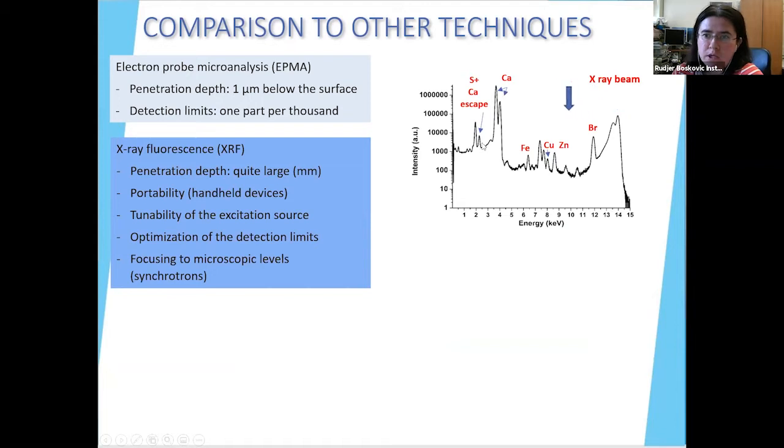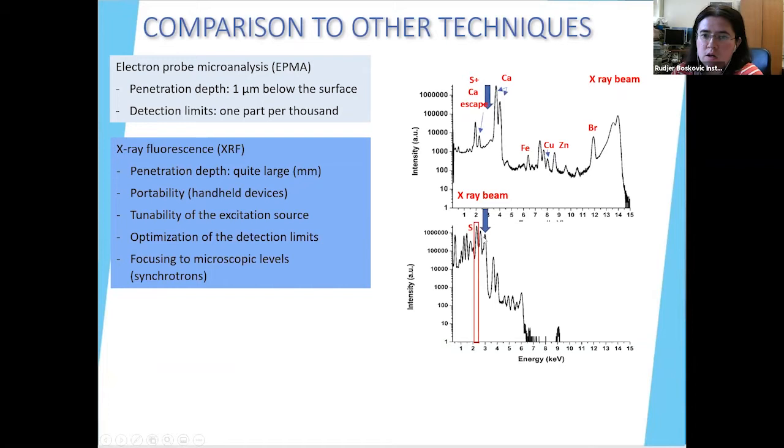By tuning your beam to around 3 kV, with a 3 kV beam you will not excite calcium, but you will excite the sulfur. So in the first case, with the 14 kV beam, you will have signal from both calcium and sulfur, but in this case you will have only pure signal from sulfur.